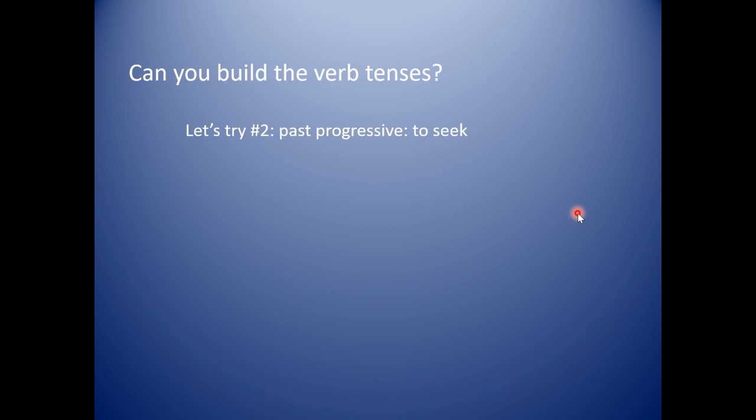The past progressive of to seek. Well, progressive is ing, so it's seeking, and it's the past. So it has to be something like was or were. So it's the past progressive: was or were seeking.